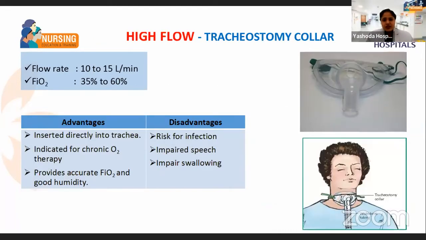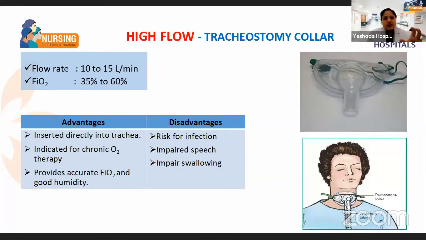The next device is the tracheostomy collar. What do you mean by the tracheostomy collar, and in which conditions are you going to use it? Mainly, when the patient is on tracheostomy, we use this tracheostomy collar to deliver oxygen, or we can even use the tracheostomy collar with the Venturi mask as well.